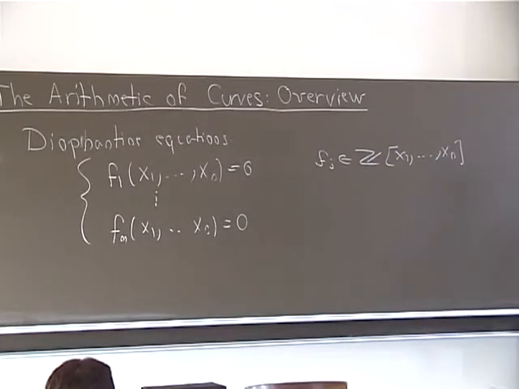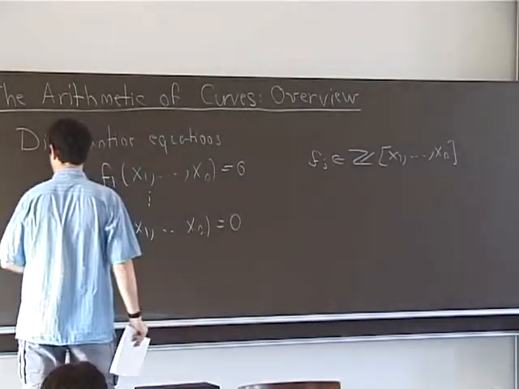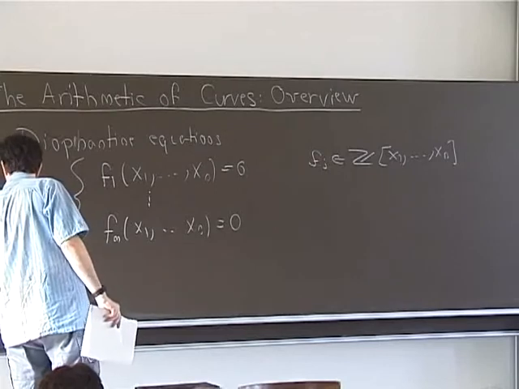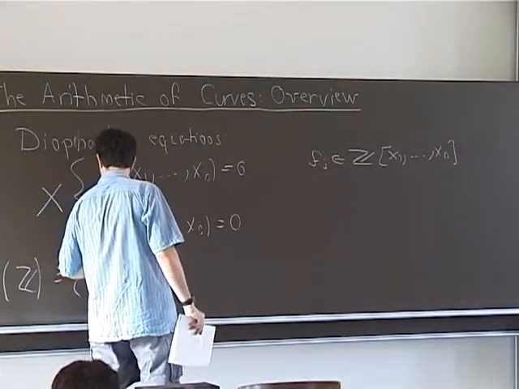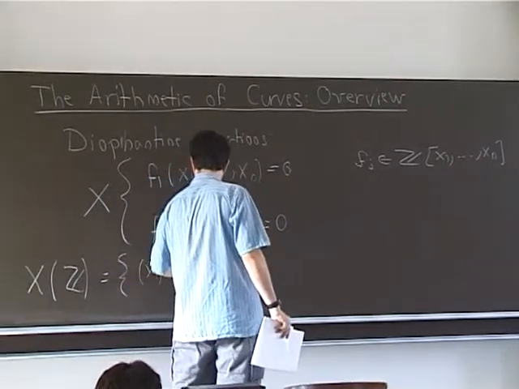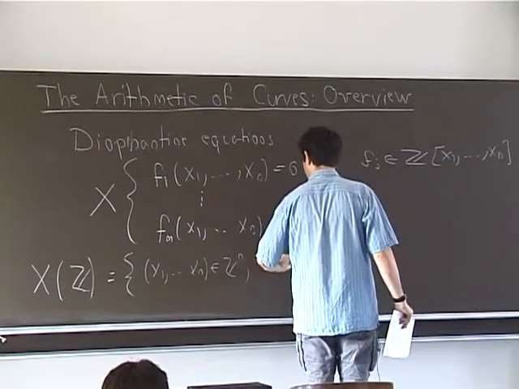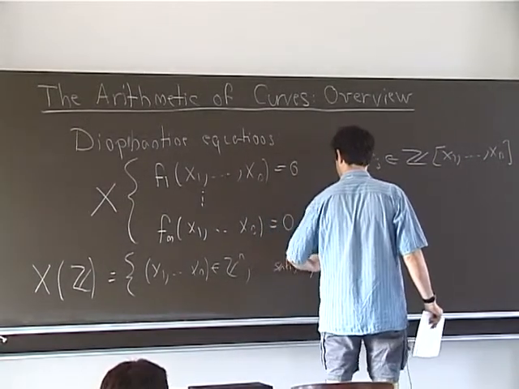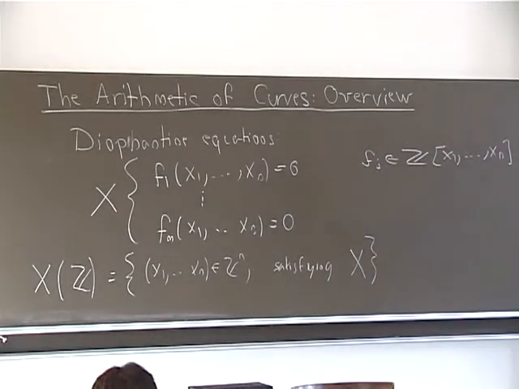And of course, the most basic question we can ask is, if I call X the system of equations, we're interested in the solutions to the system X: the set of elements in Z^n satisfying the system X.